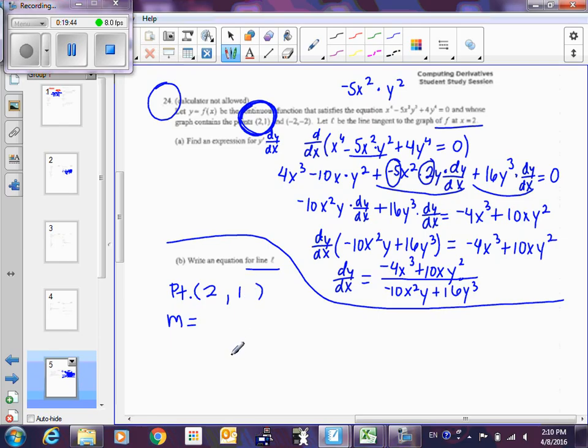Let's say they didn't give it to you. How would you find that y value? You'd have to plug 2 in for x into the original expression and then do algebra to figure out y, which could be difficult or it might be easy. It just depends upon the problem.